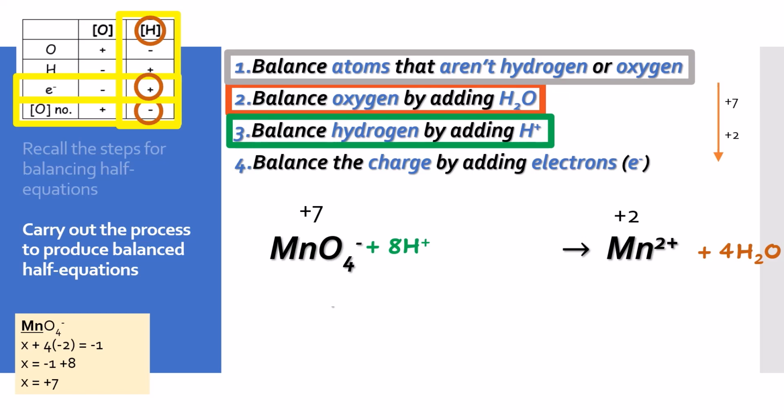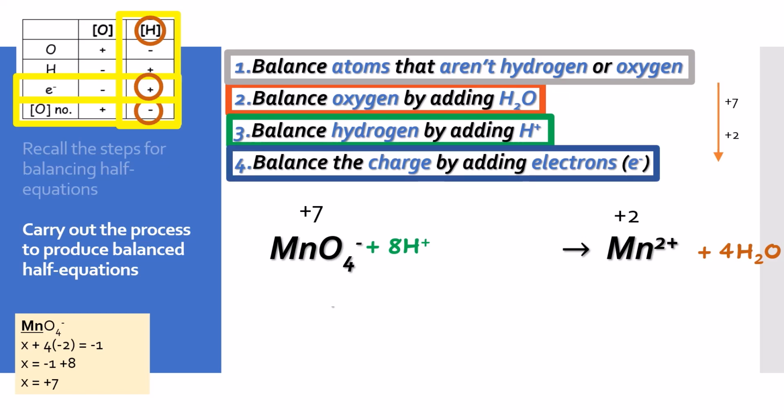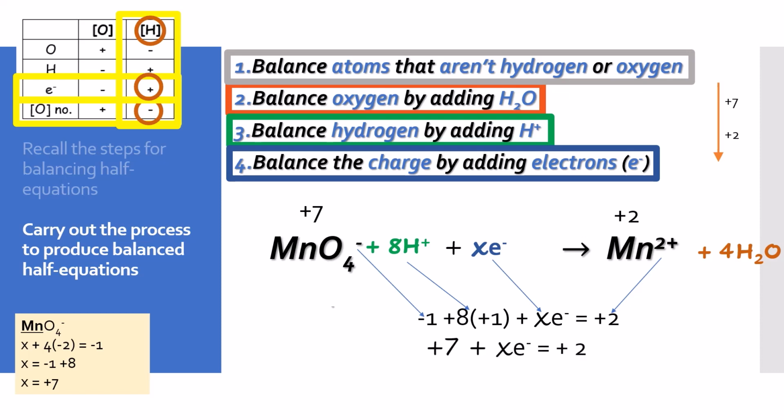After you have done step 3, your very last step is to balance the charge, or the electron, by adding the charges all together. I'm going to do simple maths by taking down the charge -1 from permanganate, 8 times +1 from the hydrogen ions. How many electrons are we going to write down? I'm going to put an X. And the overall charge on the right hand side is +2. So when you solve the maths equation, you find X is 5.